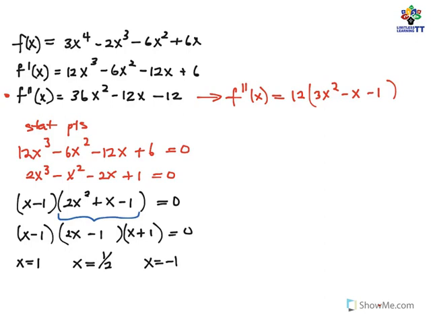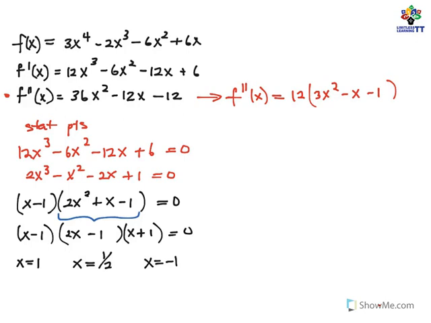And for the second derivative, all you're doing is checking to see if the x value is going to produce a positive value. If it's positive, it means you have a minimum point. If it's negative, it means you have a maximum point. And if it's zero, it means you have a point of inflection.